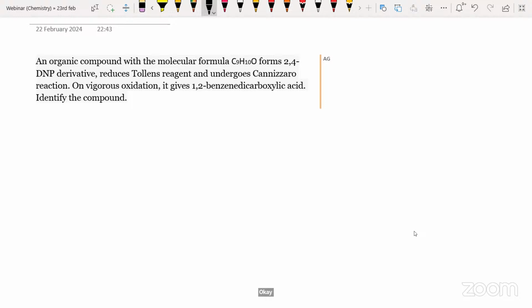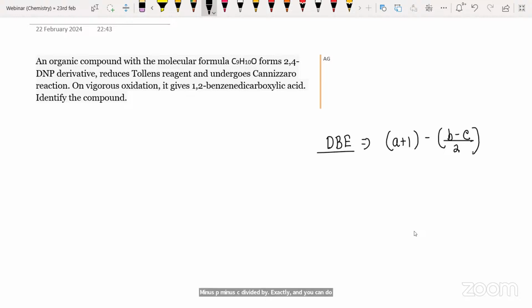What are they saying here? An organic compound with molecular formula C9H10O forms 2,4-DNP derivative, reduces Tollens reagent, and undergoes Cannizzaro reaction. Okay. First, whenever this kind of question comes, guys, I would suggest you find out the double bond equivalence. We all know how to find out the double bond equivalence, right? The formula goes like A plus 1 minus B minus C divided by 2, exactly the degree of unsaturation, the same thing, right?